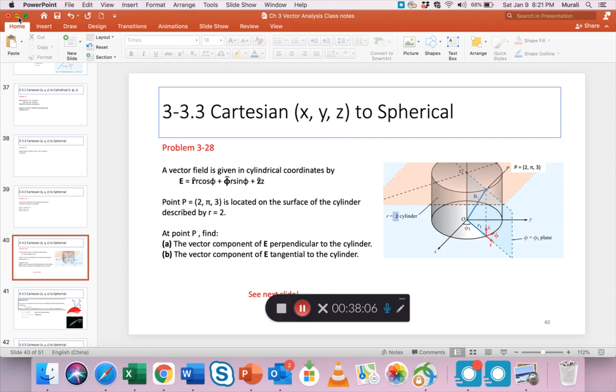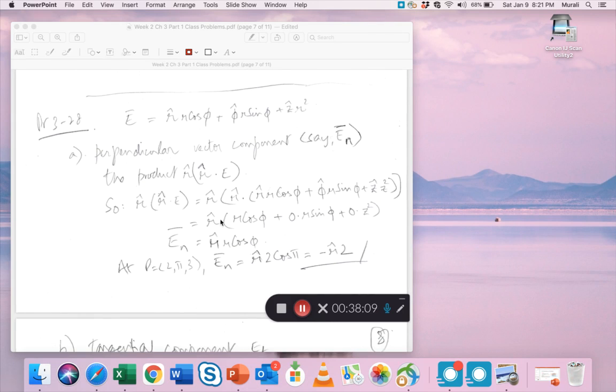I hope this description helps you solve this problem. So let's go to 328 and see how exactly it's done. You're given E, which is like a field or a surface. The perpendicular vector component, say En, you get from this product, like I just showed you. Take the unit vector in the direction perpendicular to the surface, which is R hat, and first you do a scalar product and then you attach the unit vector to it.